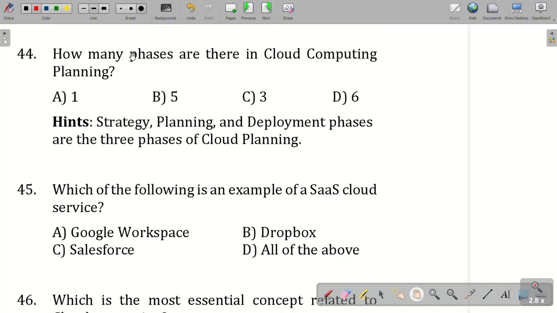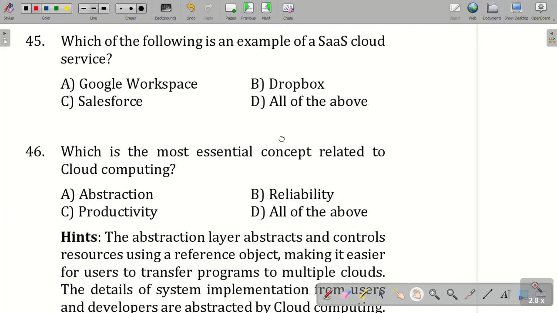How many phases are there in cloud computing planning? In cloud computing planning, there are strategy, planning, and deployment. These three are the phases, so the correct answer is C. Which of the following is an example of SaaS cloud service? Google Workspace, Dropbox, Salesforce, all are examples of SaaS.